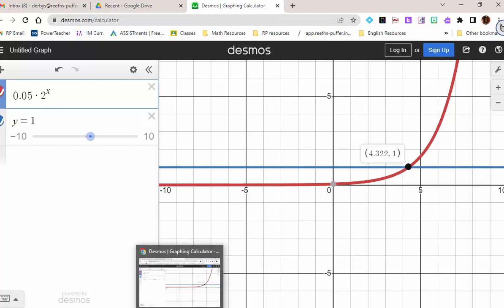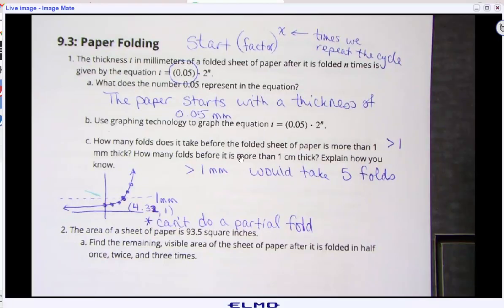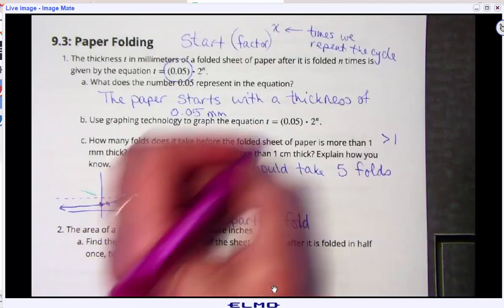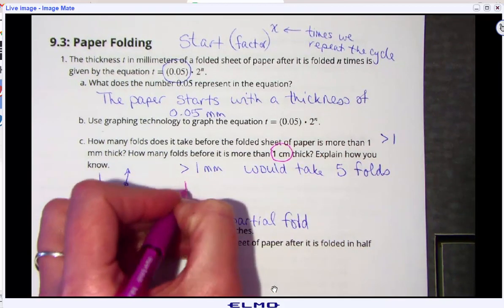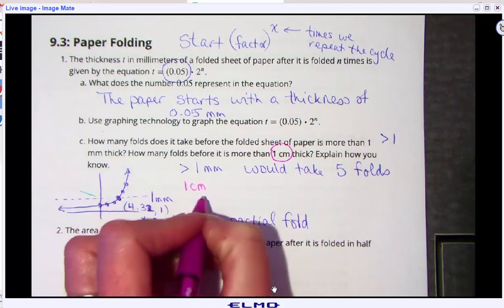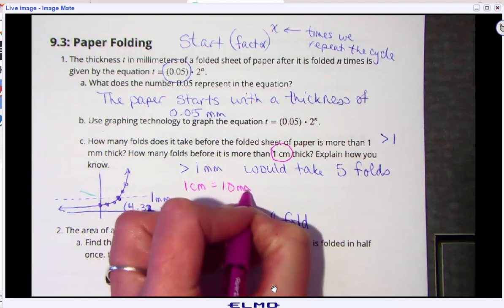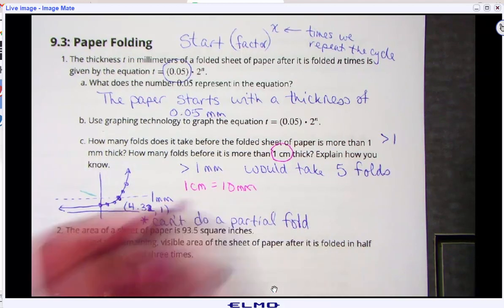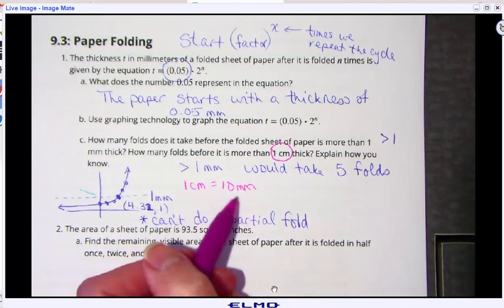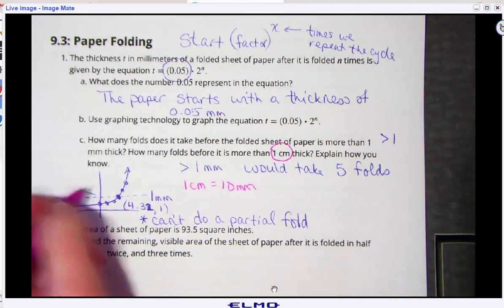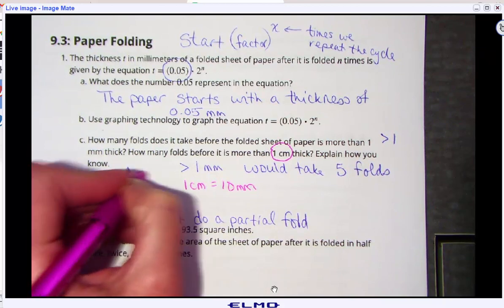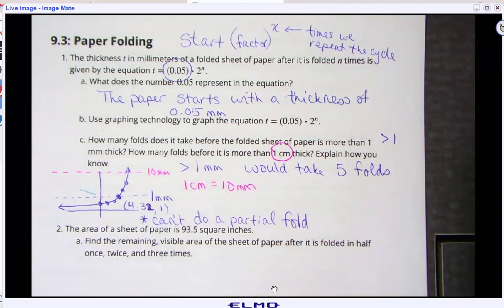Now this question also asks us, back over here, what about how many folds before it is more than 1 centimeter thick? And so I'm going to switch colors of my pencil to think about that. 1 centimeter, I'm going to just give you this equivalency. 1 centimeter is 10 millimeters. So as soon as I have 10 of those millimeters, I would have 1 centimeter. So I need to find out when we would have this line equal to 10. All right, so 10 millimeters is up there.